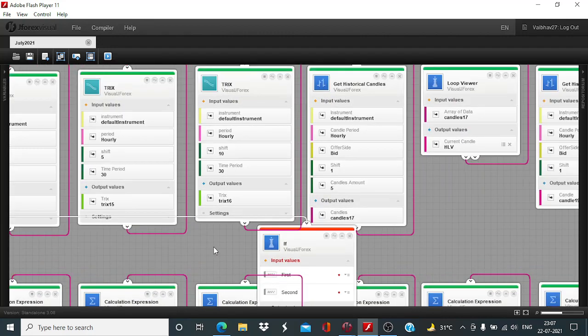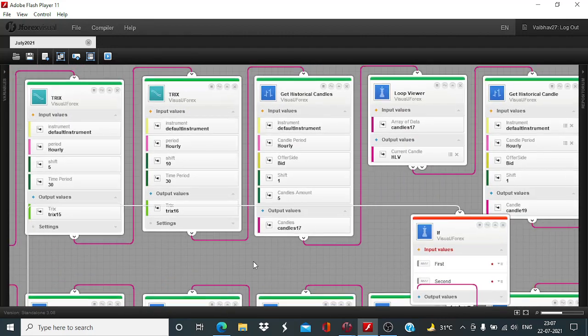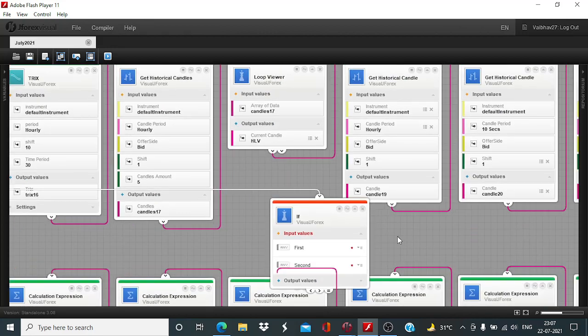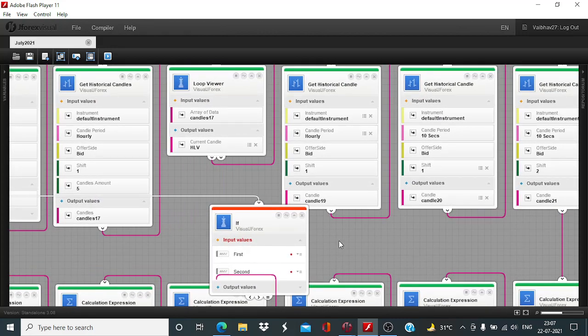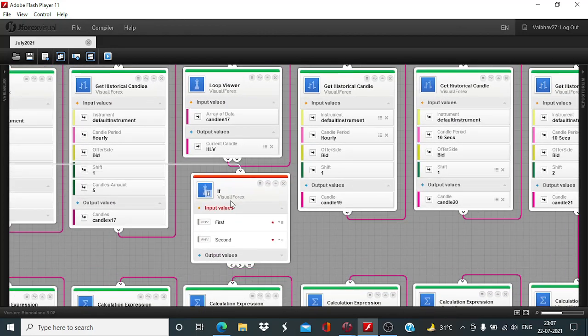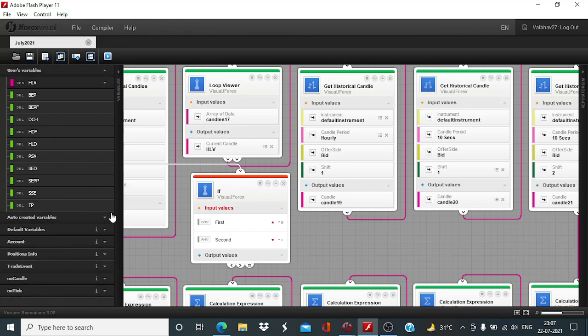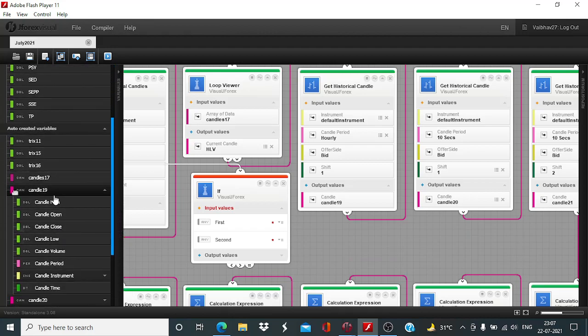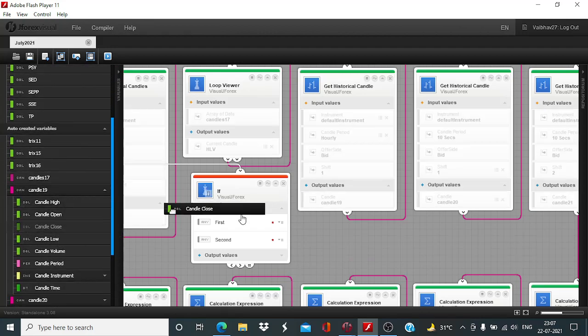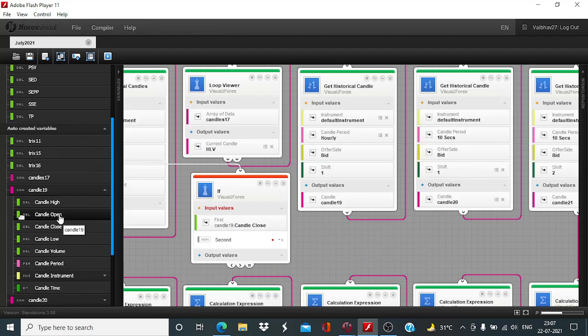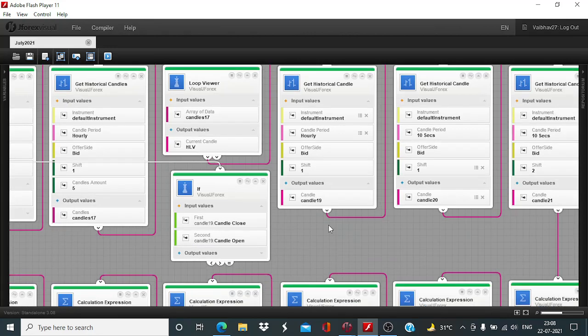And then we also have to consider the price action, and candle 19's closing level should be lower than its opening value. So we have to take candle 19's opening and closing values. Close and open. We will need first input less than second input.